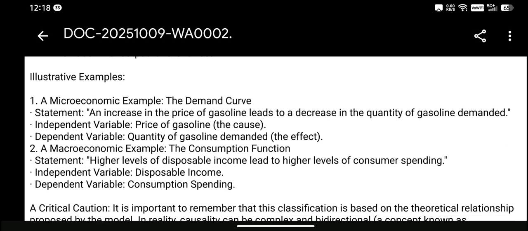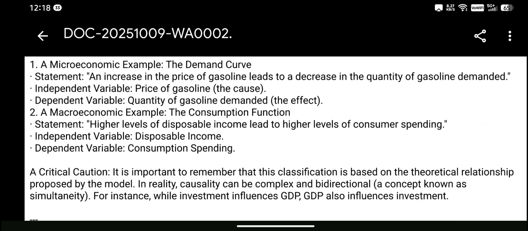Illustrative examples. First, a microeconomic example: the demand curve. Statement: an increase in the price of gasoline leads to a decrease in the quantity of gasoline demanded. Independent variable: price of gasoline, the cause. Dependent variable: quantity of gasoline demanded, the effect.